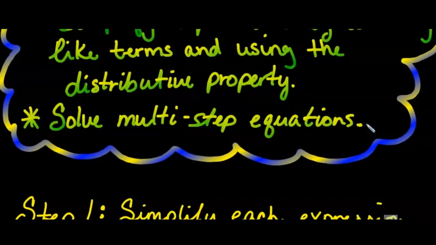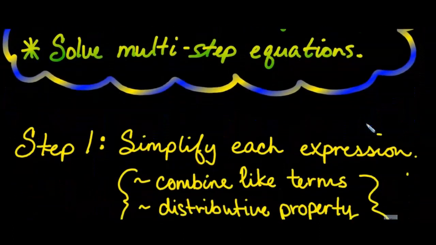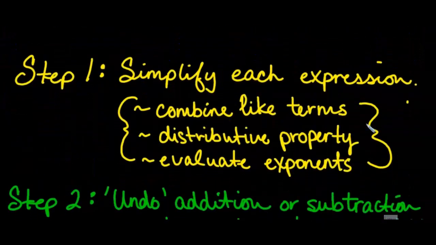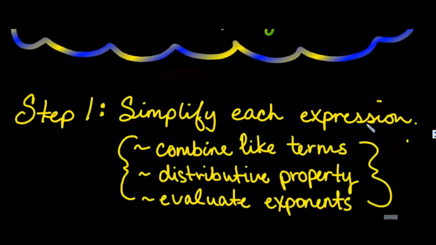Here are the steps for solving multi-step equations. First thing we're going to need to learn how to simplify each expression. Now, just a reminder, when we're dealing with equations, they're actually made up of two expressions, one on either side of the equal sign, that are in fact what we call equivalent expressions.